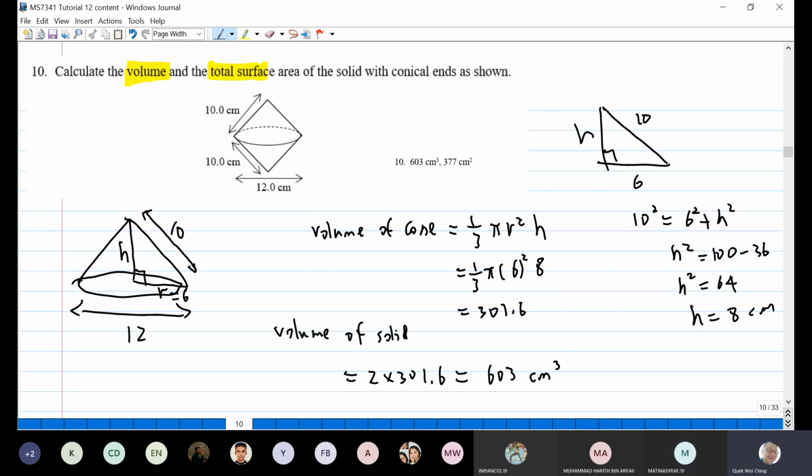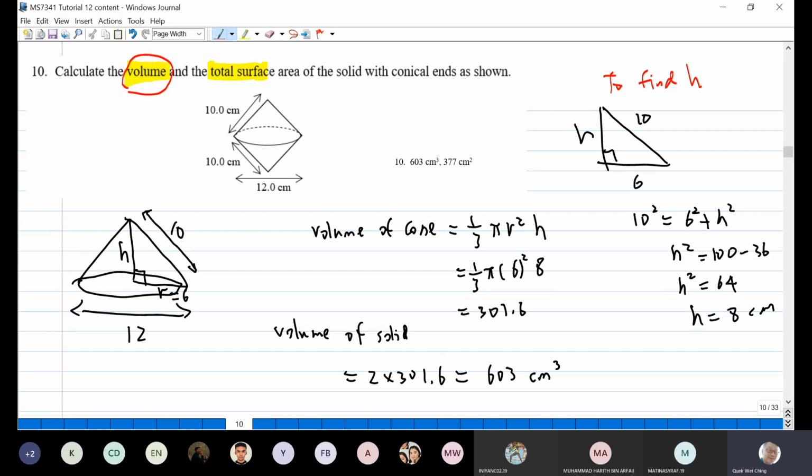Okay, let's concentrate on the volume first. So there are 2 cones there, one on top, one below. So now I have found the volume of a cone first, which is 1/3 pi r square times h here. But you need to find out h here. Okay, to find h here.